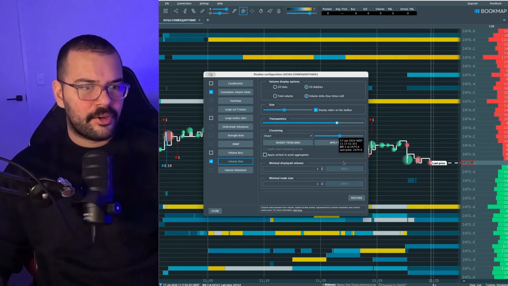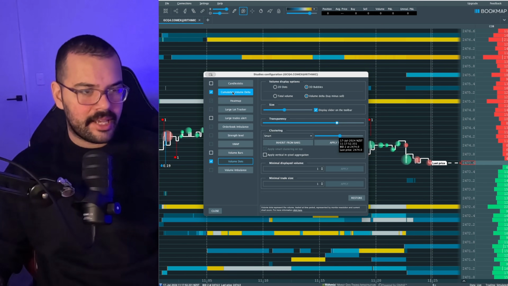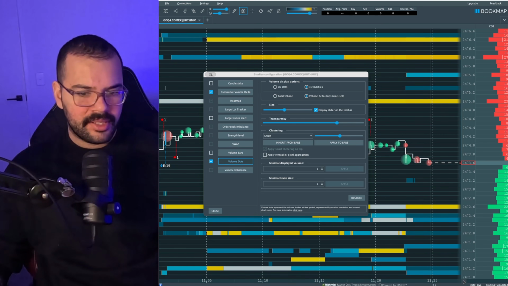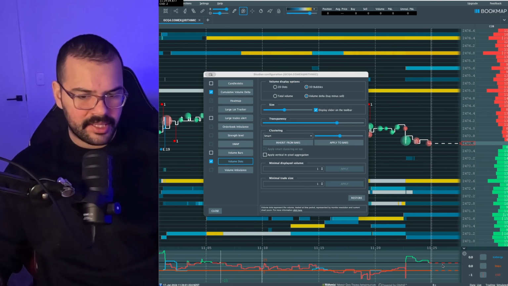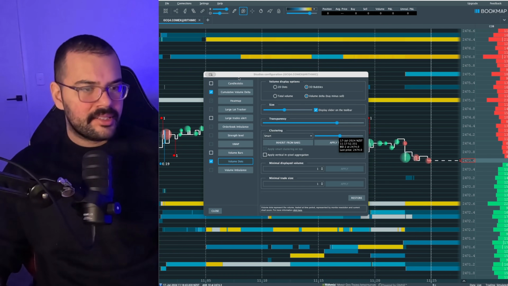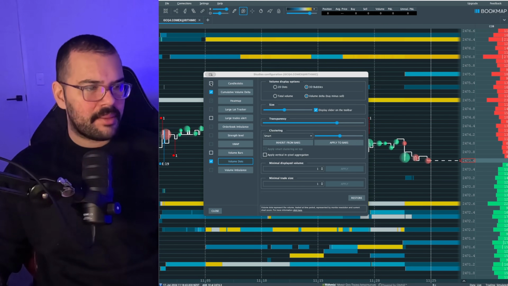So that's the volume dots and the heat map settings. And you can see I have cumulative delta turned on as well. That's just a personal preference, but that shows up in this little window below. So that's my Bookmap settings for the heat map and the volume dots.